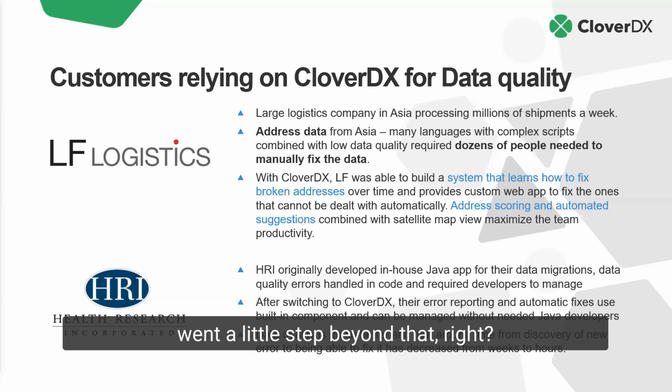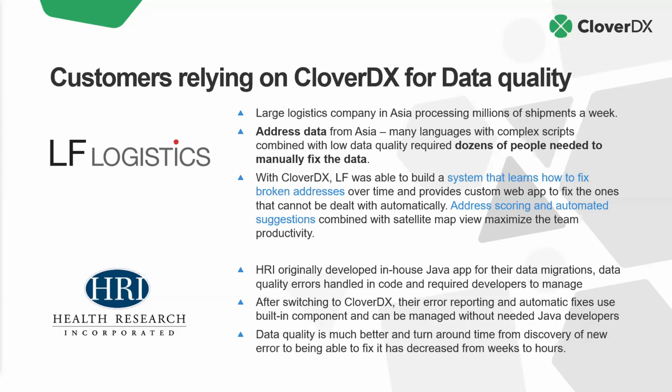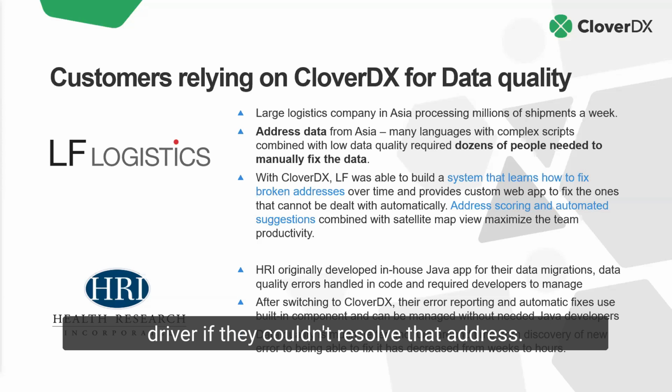But it went a little step beyond that, right? So workflows that involve making changes to addresses that couldn't pass validation, they were able to create workflows that allowed them to easily make changes to those addresses. Users even had the ability to drop a pin on a map to give coordinates to the delivery driver if they couldn't resolve that address more granularly than that.